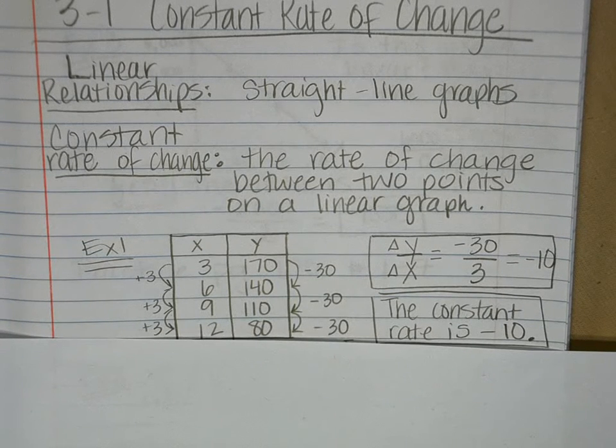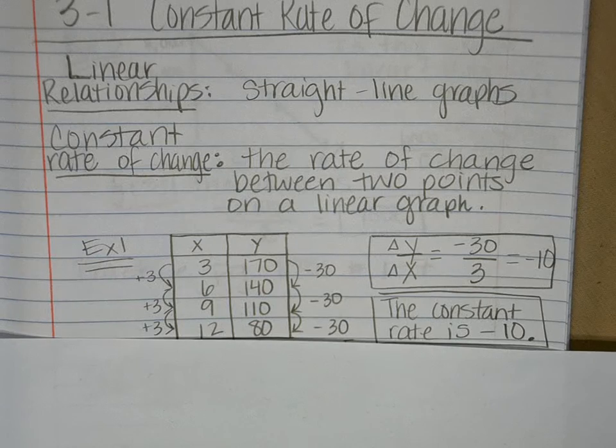Table of values. You guys have seen these tables before. I just labeled them X and Y. So all the X's, you have 3, 6, 9, 12, and those are all going up by 3. That's why I put the plus 3. And then the Y values, the 170, 140, 110, see those are going down by 30. So I put negative 30. So far so good on the table? That makes sense, right? Going up by 3 on the left, going down by 30 on the right.